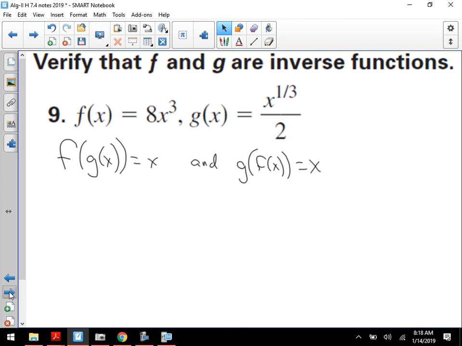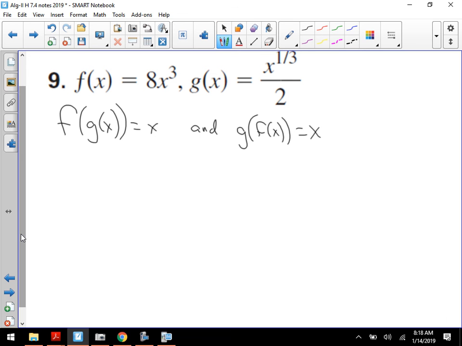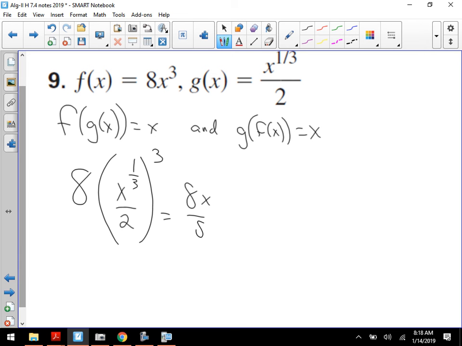So again, when you do this, remember what this means. It means you start with the g of x equation, you write it down, and you surround it with the f equation. So you start with the g equation, the x to the third all over 2. Surround that with the other. So now when you have power to power, multiply. So what's 1/3 times 3? 1, and then 2 to the third power is 8. So this gives you 8x over 8, otherwise known as x.